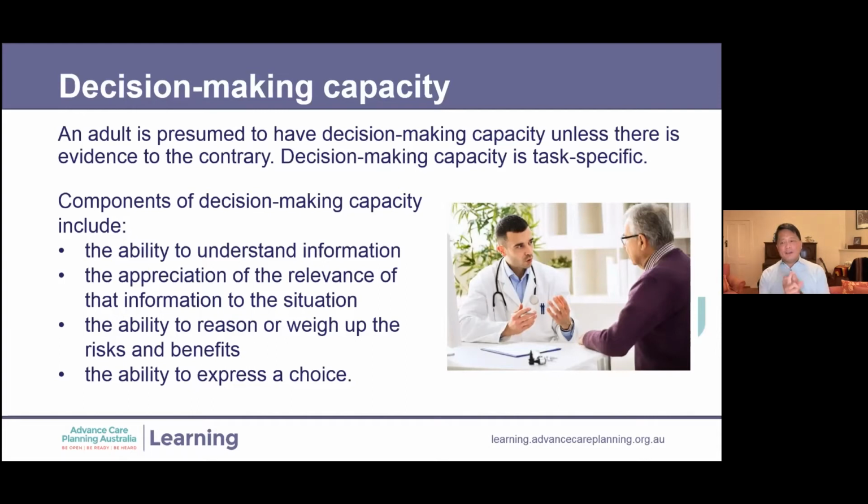You have to be able to understand the information you've been given. You have to be able to remember enough of it to keep it in your head long enough to put 2 and 2 together. You have to be able to reason and weigh up the risks and benefits. And then you have to be able to express the decision in any way. So understand it, keep it in your head long enough to make a decision, weigh the pros and cons, and express that choice in any way. If you can't do one of those, that's impaired decision-making capacity. And that's when an advanced care plan or advanced care directive, completed by somebody who had decision-making capacity at the time, comes into effect, when they've lost that ability and can no longer make decisions.